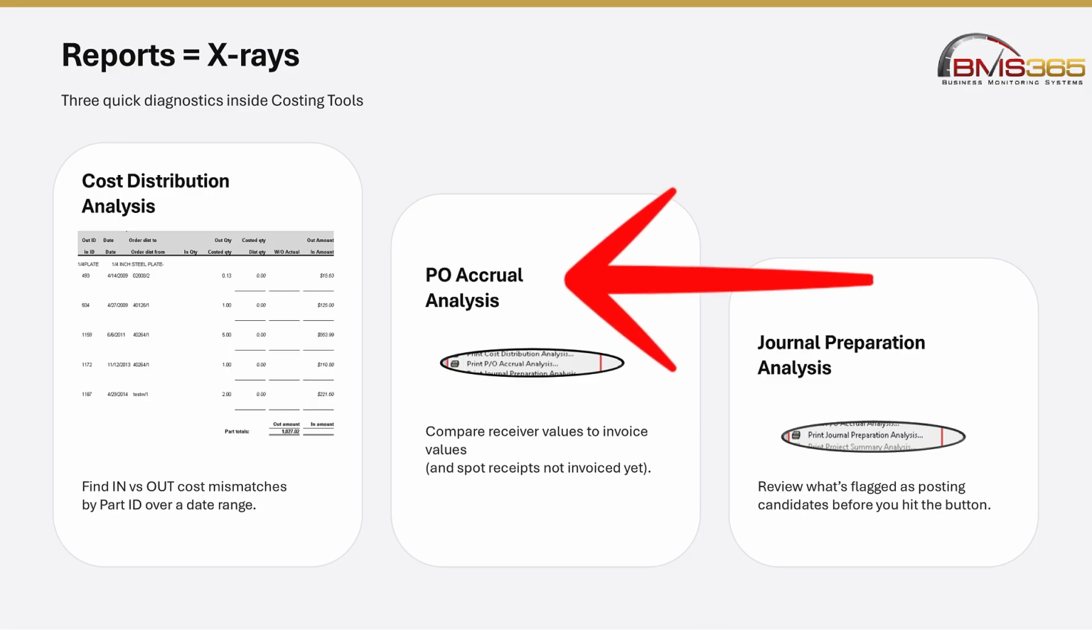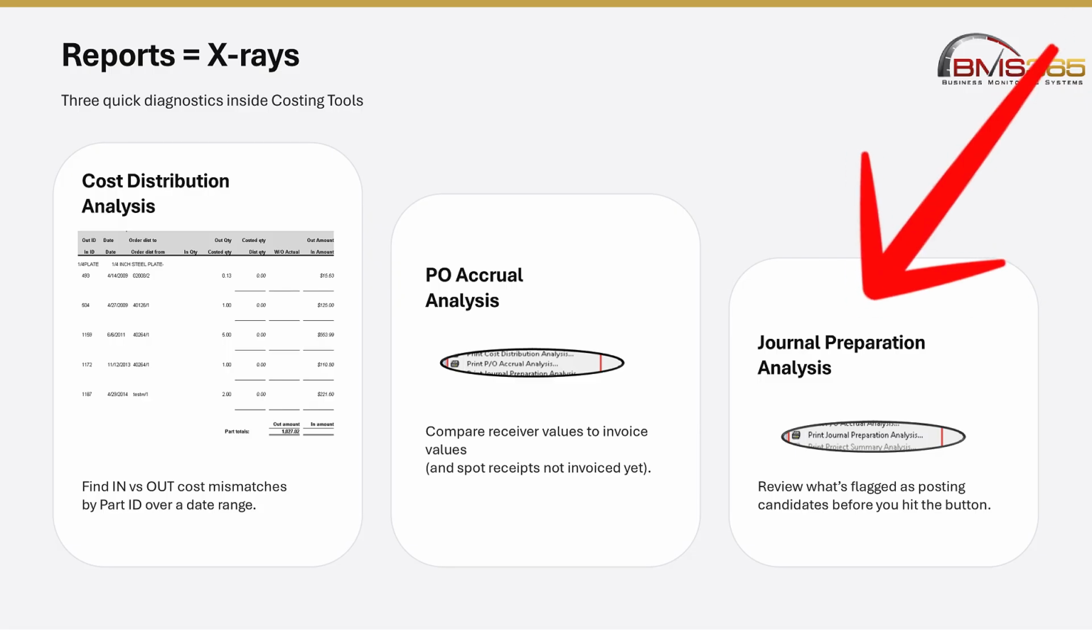Second, PO accrual analysis. This compares receiver values to invoice values, and it shows receipts not invoiced yet. It's basically a reality check for your accrual account: what you've received, what you've actually been invoiced for, and what's still in limbo. Third, journal preparation analysis. This report is like a flight plan. It shows transactions by manufacturing journal, indicates what's marked as posting candidates, and helps you confirm what Visual is about to process before you hit the button.